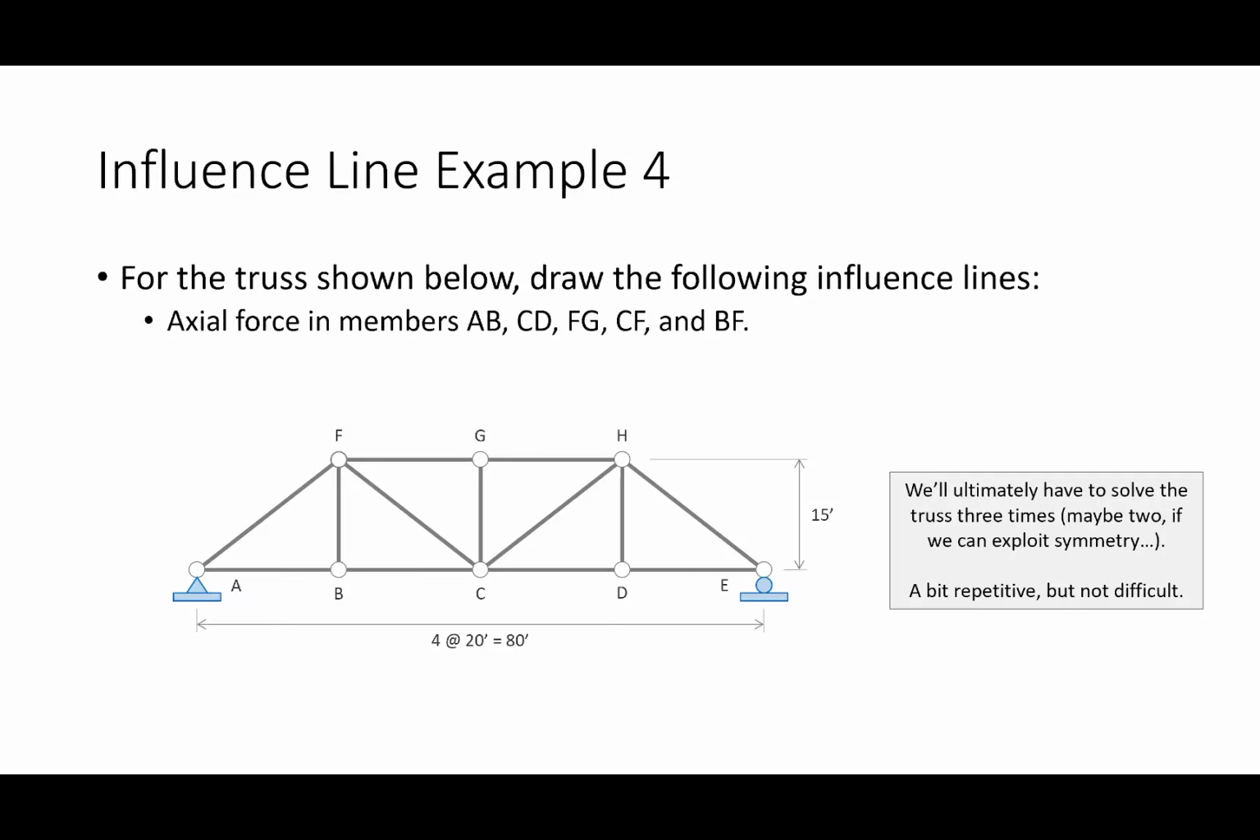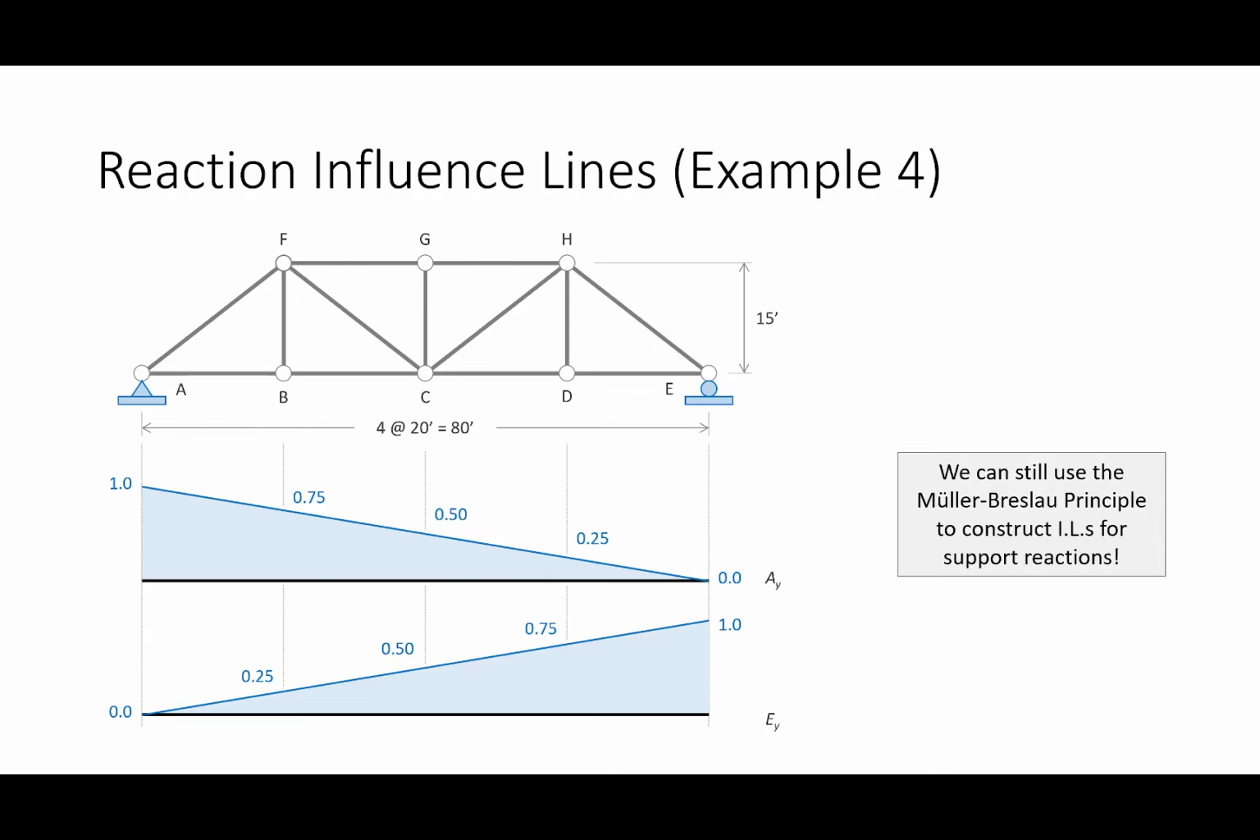It's a bit repetitive. It's not hard. It's just repetitive. So the first thing to keep in mind is that you can still use the Mueller-Breslau principle for the reaction influence lines. So the vertical reaction in A: 1, 3/4, 1/2, 1/4, 0, and then for B: 0, 1/4, 1/2, 3/4, and 1. We can do that, okay? But past that, it is just kind of brute force, okay?